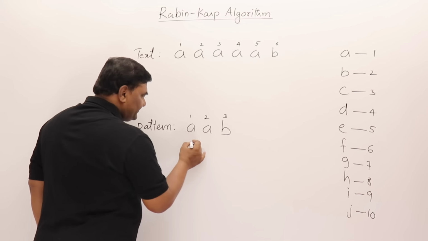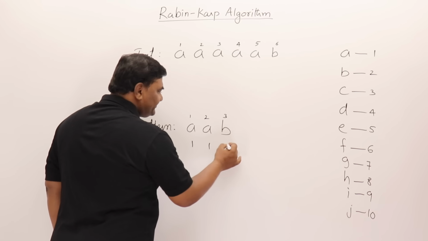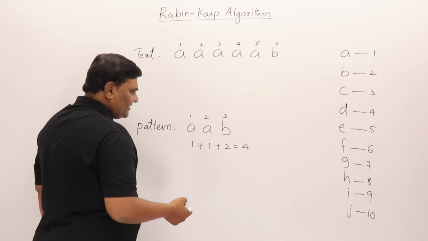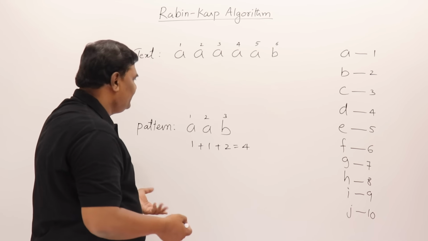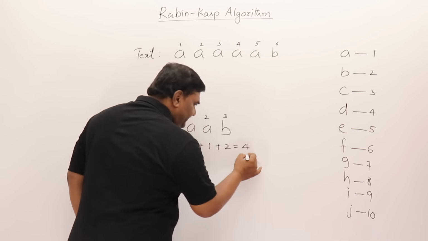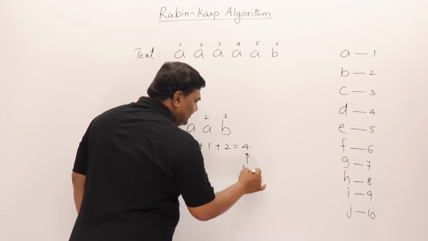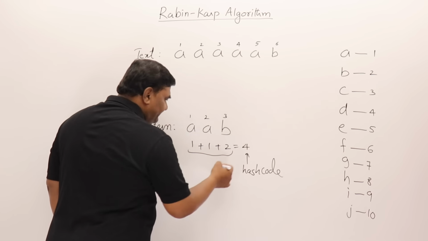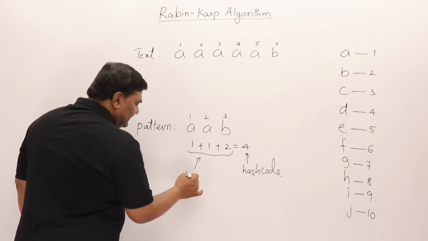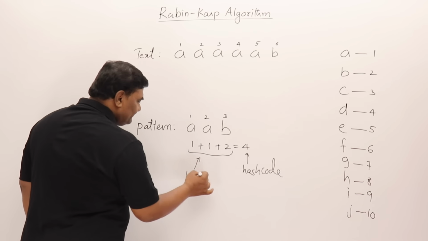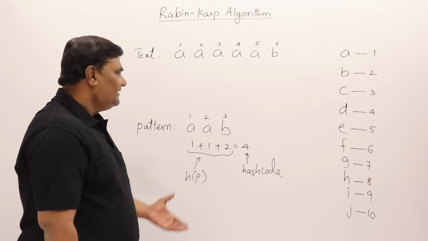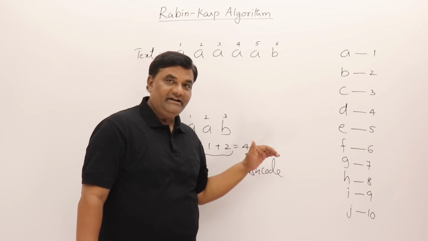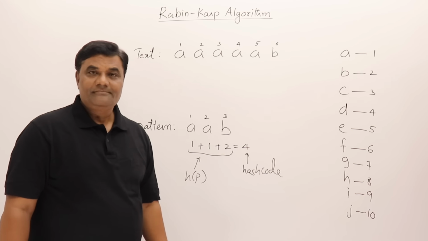So I will use those values. This is 1 and this is also 1 and this is 2. I will add these values. This is 4. Even if you want, you can multiply also, that is your wish. So now whatever value I got, I will call it the hash code. And the procedure of getting that value, that is the function, we will call it the hash function of this pattern. P, let us say P is the pattern. So we call this a hash function. We are using a hash function and finding the value of the hash function.